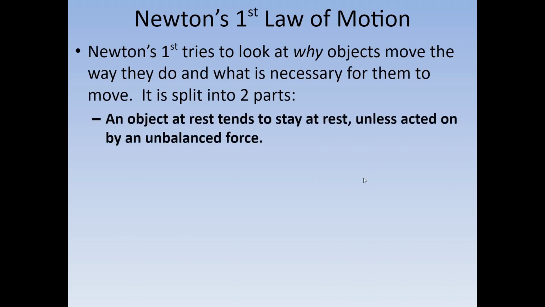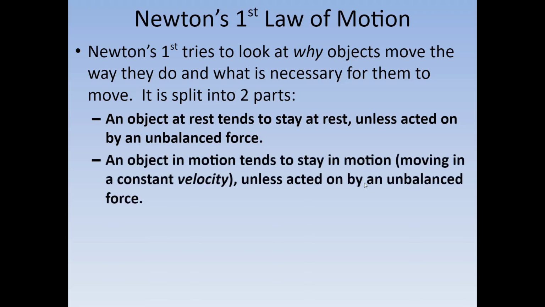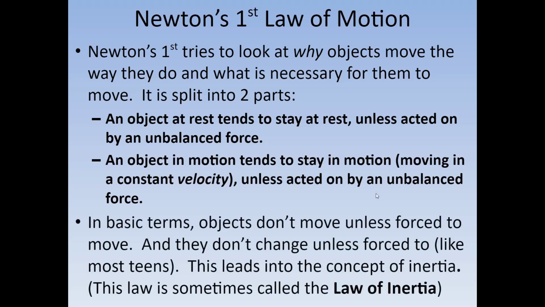Now, the first part of this law is an object at rest tends to stay at rest unless acted upon by an unbalanced force. And then the next part is an object in motion tends to stay in motion, moving at a constant velocity unless acted upon by an unbalanced force. So this leads into what we call the law of inertia, that objects don't move unless you force them to move. That objects won't just randomly start moving out of nowhere. There has to be a force acting on them in order to cause them to not only move but change their motion. Objects will naturally want to keep doing what they're doing.